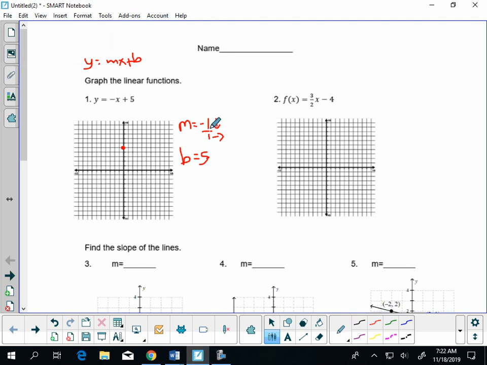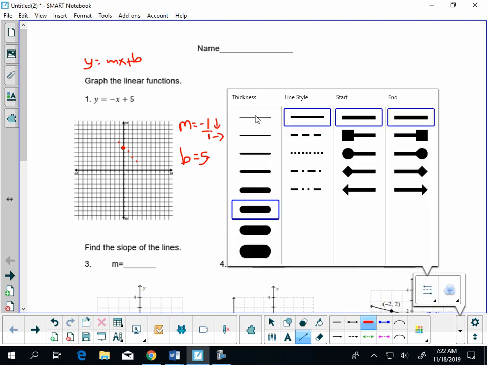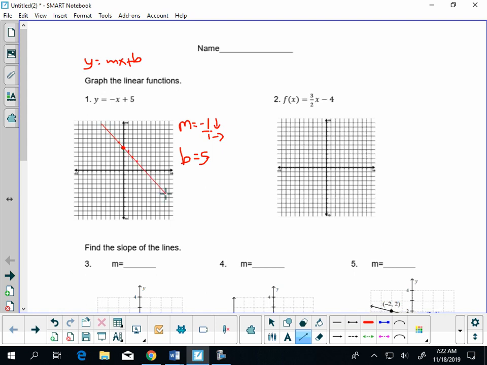So our slope is negative 1 over 1, so we can go down 1, right 1. If we wanted to, we could also go up 1, left 1. Let's go ahead and go down 1, right 1. And we can do that a couple times. And as I said, we could go up 1, left 1 as well. Then you're going to go ahead and draw your line through those points right there. We should put arrows at the end of it to show that it goes on forever and ever.